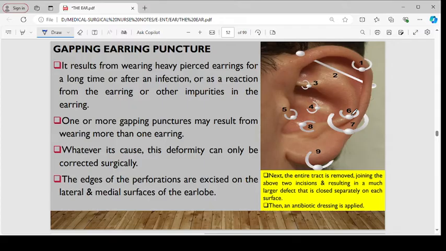We have gaping earring puncture as the sixth condition affecting the external ear, and it results from wearing heavy pierced earrings for a long time, or after an infection, or as a reaction to the earring or other impurities in the earring. One or more gaping punctures may result from wearing more than one earring. Whatever the cause is, this deformity can only be corrected surgically. So the edges of the perforations are excised on the lateral and the medial surfaces of the ear.